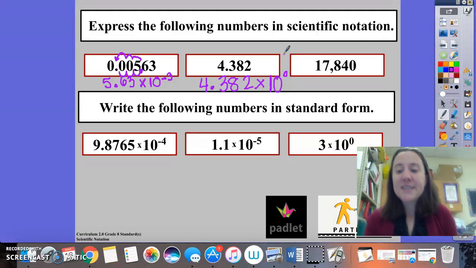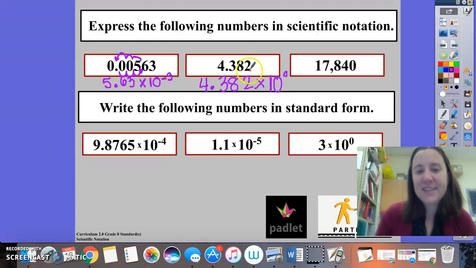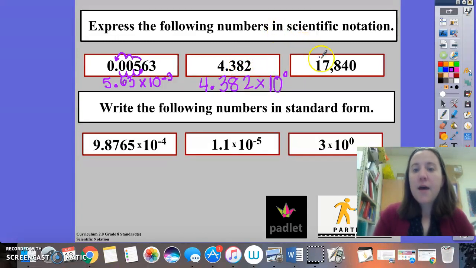And think about it, 10 to the 0 power, or anything to the 0 power, is just the number 1. So this is saying that 4 and 382 thousandths times 1 is just itself. Last example.